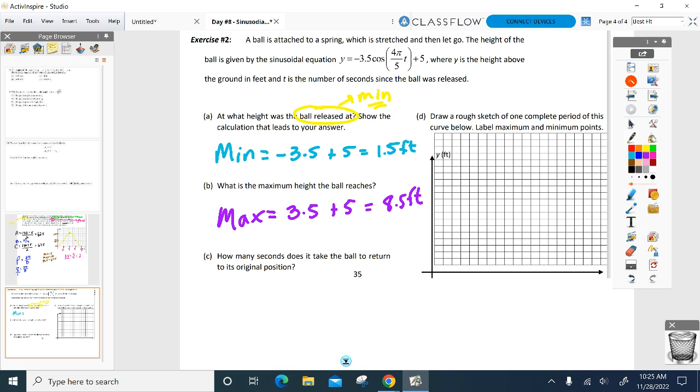How many seconds does it take to return to the original position? What am I asking there? Start somewhere, comes back to the original position. I'm just asking for the what now? Fancy way of me saying, hey, everybody find the period. Yep.